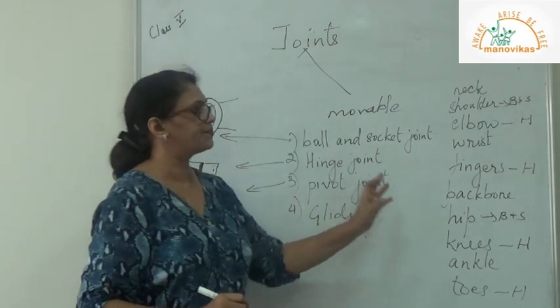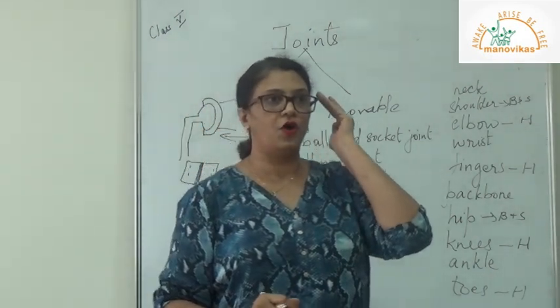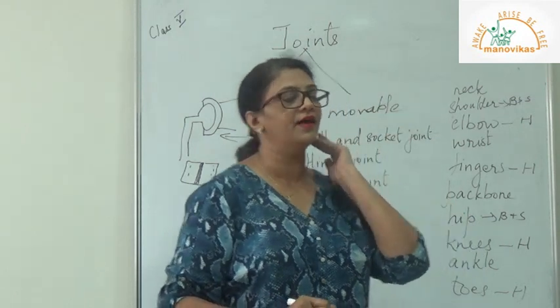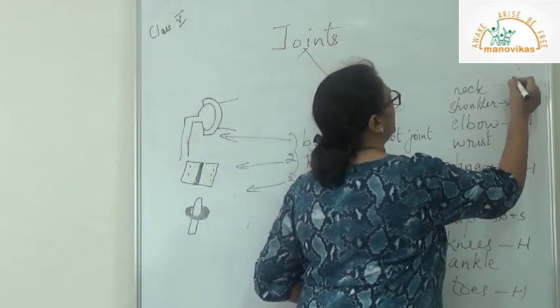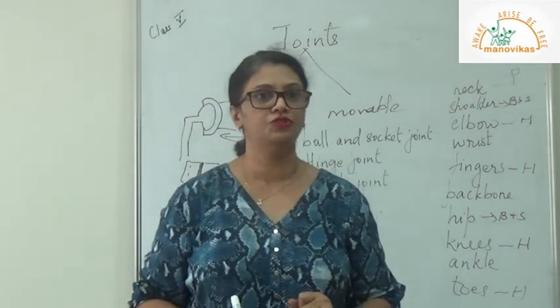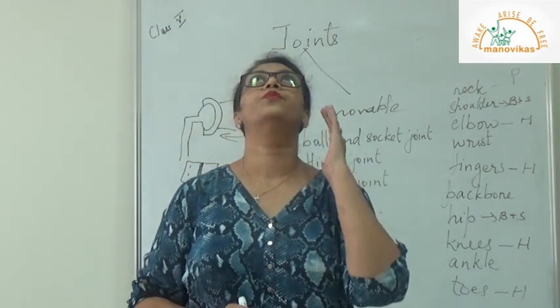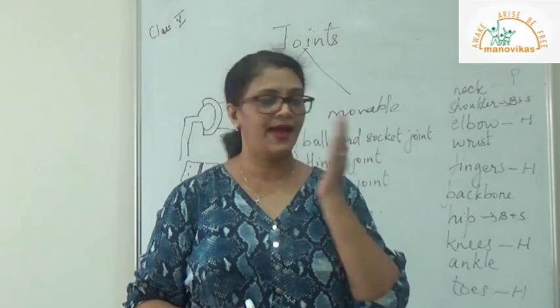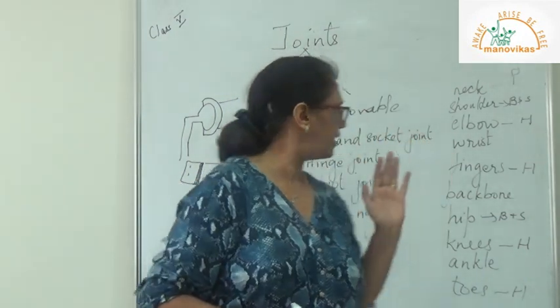This joint is present between your skull and the backbone. So here we have the pivot joint. It allows you to move your head upwards, downwards, and sideways.